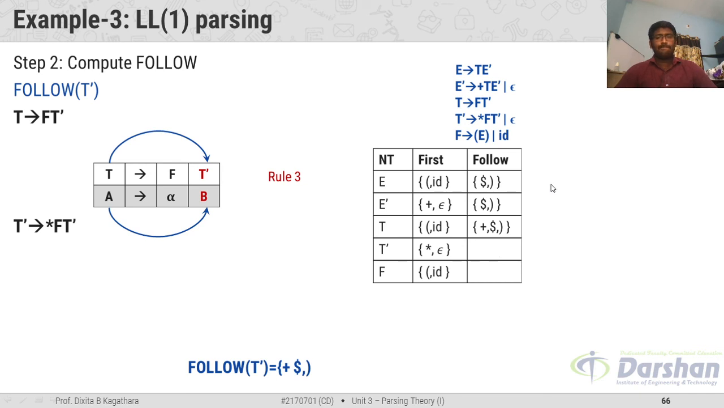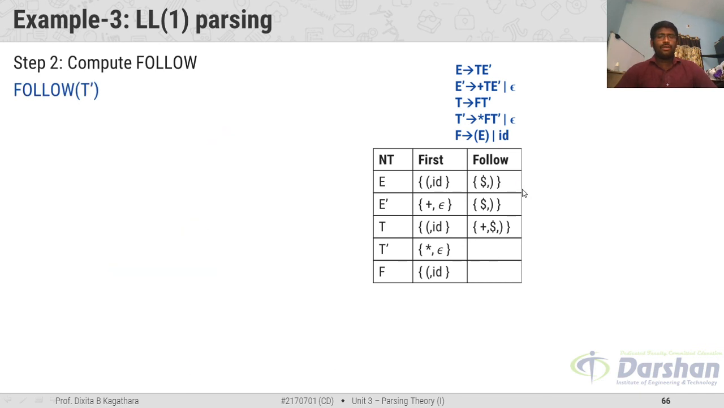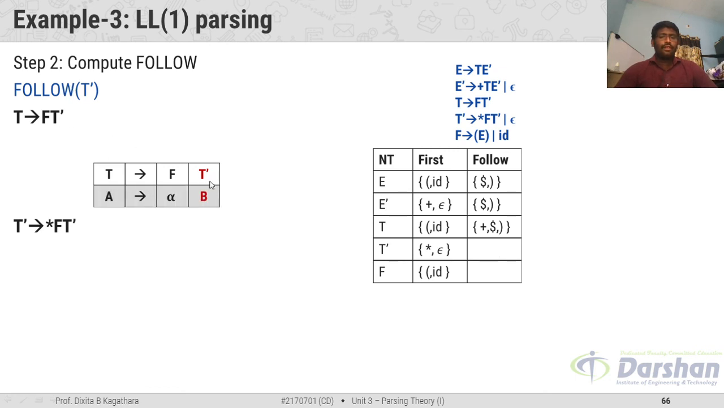Now we are going to look at follow of T dash. What is follow of T dash? Two productions are there: T derives F T dash, and T dash derives star F T dash. Now T derives F T dash. You see, T dash is not followed by any other symbol. That's why, by rule number 3, follow of T dash will be equal to follow of T only.